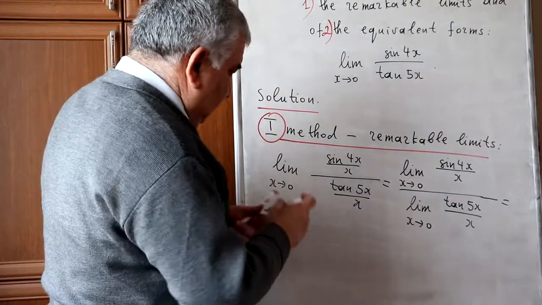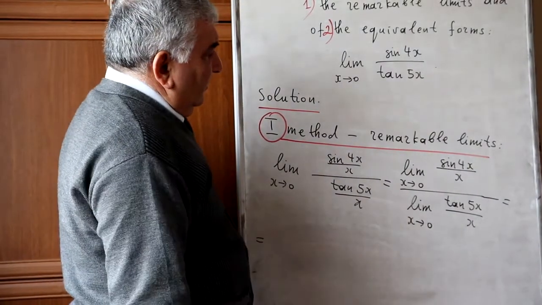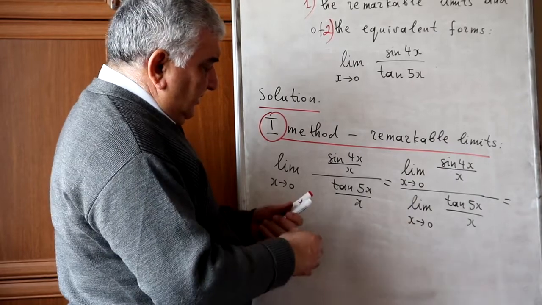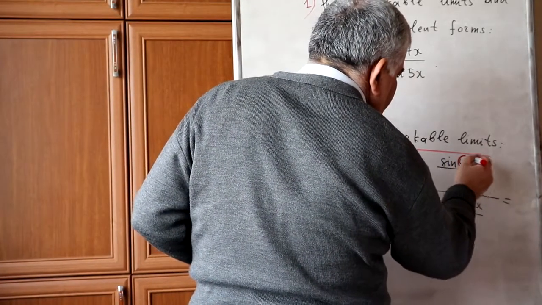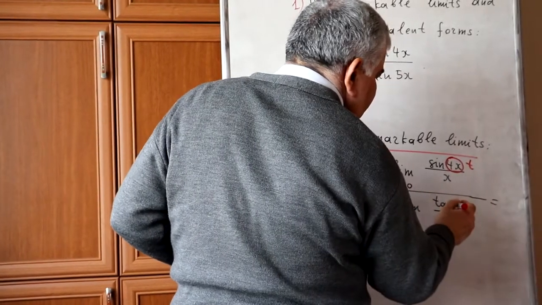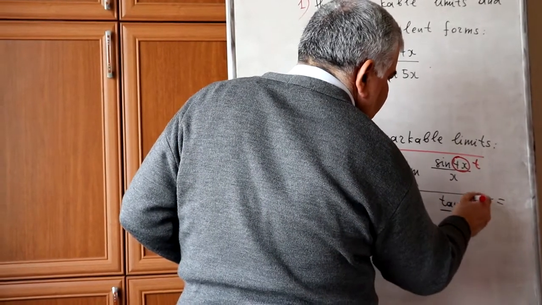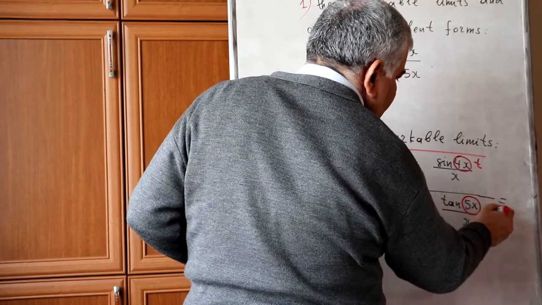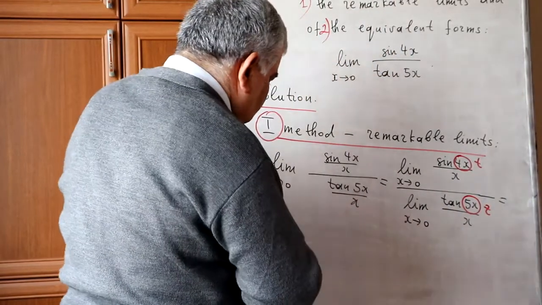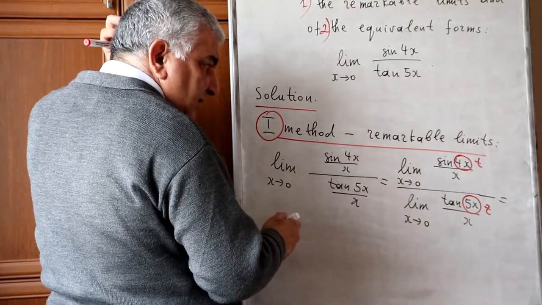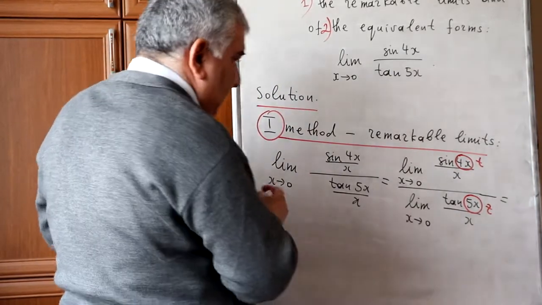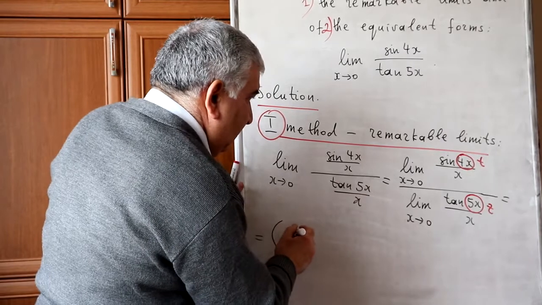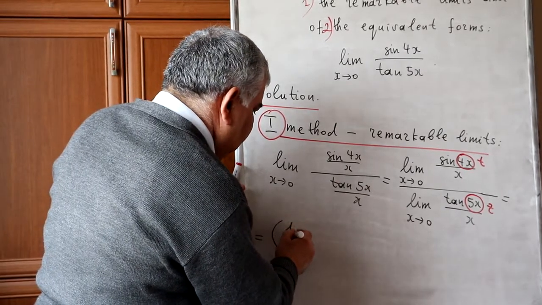Then change variables. In the numerator, change 4x by a new variable, for example t, and in the denominator change 5x by a new variable, for example z. And please consider these changes. First change.